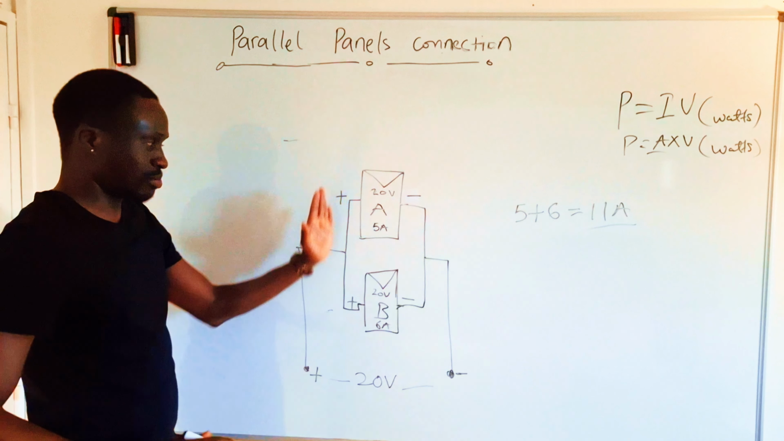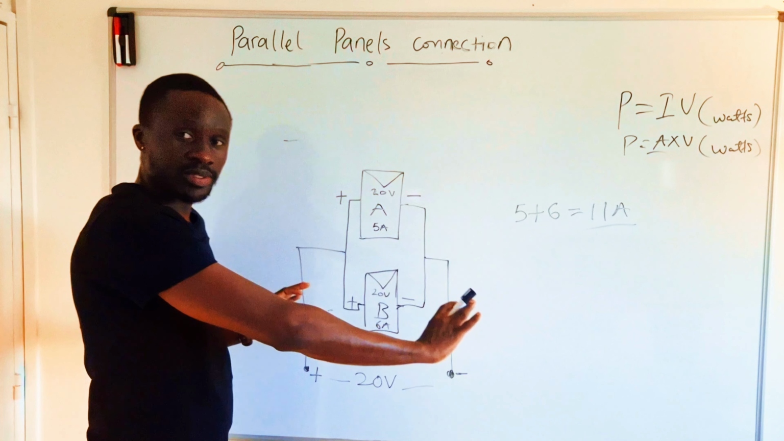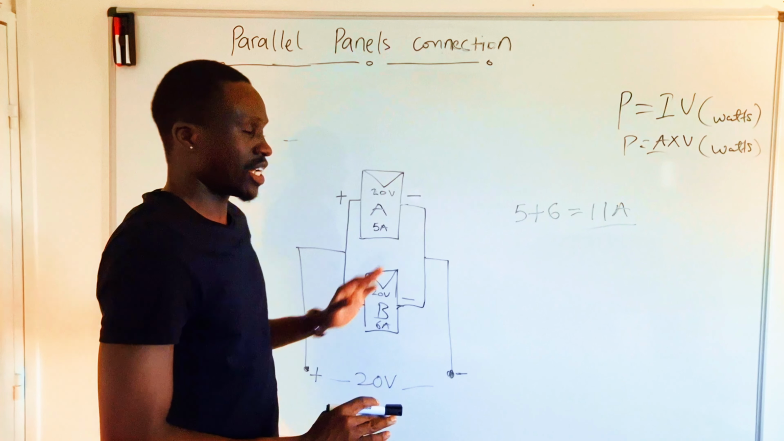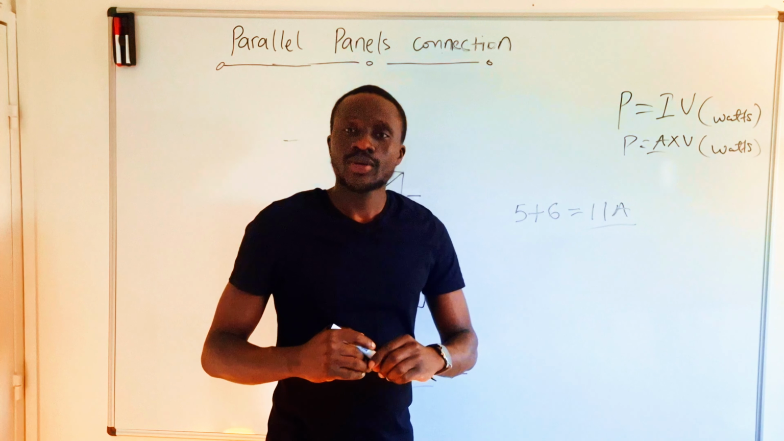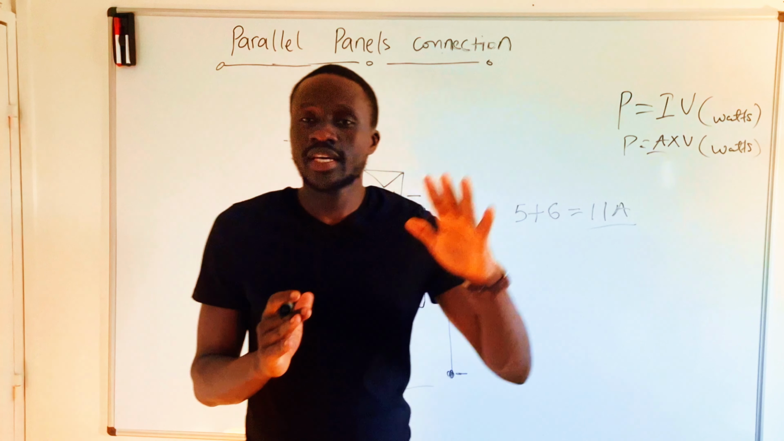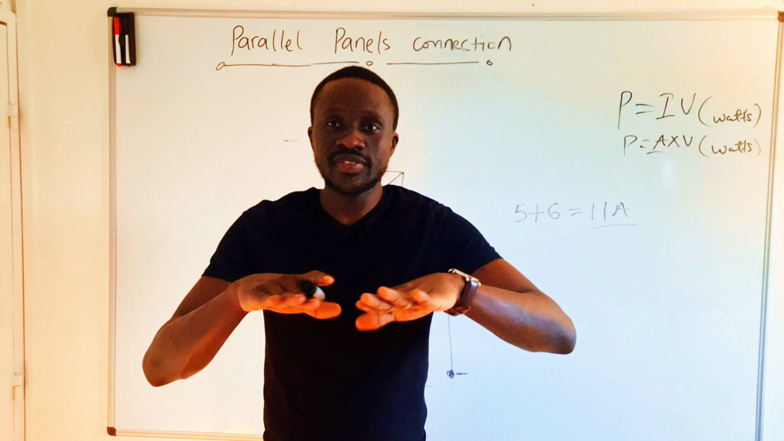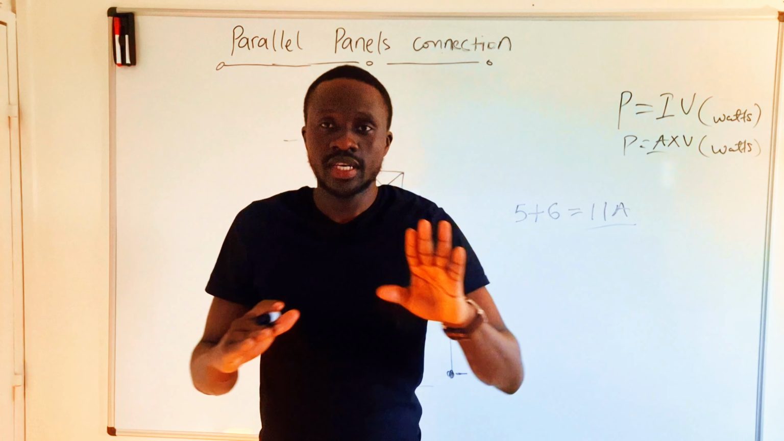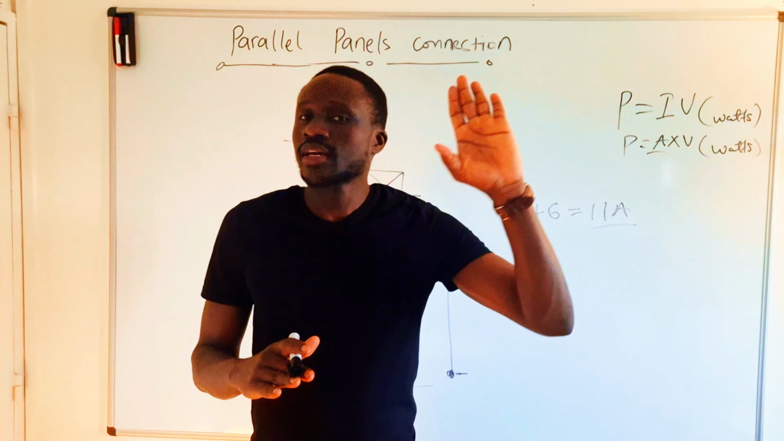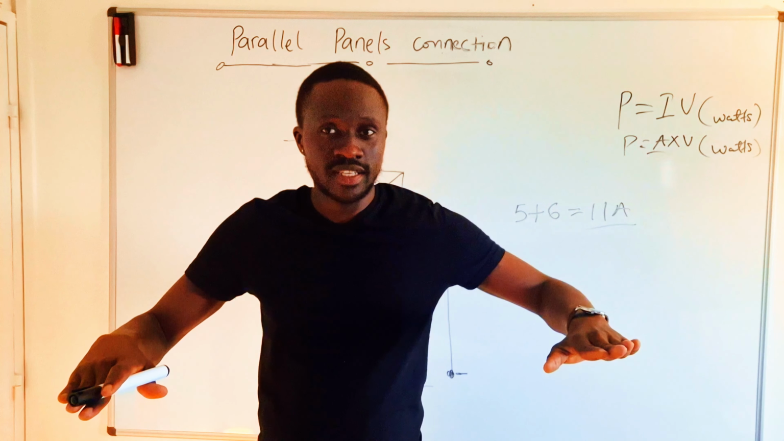As you can see in parallel, positive terminals are connected together, negative terminals are connected together, and this is the parallel connection. In series connection, voltages increase whereas current remains constant. In parallel connection, current increases, voltages remain constant.